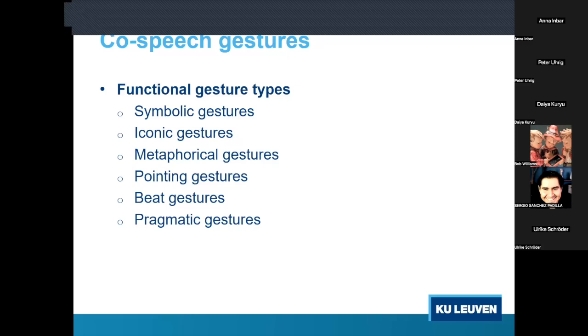Then we talk about metaphorical gestures, pointing gestures, which will be the topic today, and beat gestures as well, if we want to intensify or visualize the intensification. This is really important, and so forth, where you have a nice synchronization between verbal accent or prosody and visual prosody. And then pragmatic gestures, as in the last example I just showed you. Okay, but we will be focusing on pointing gestures today.